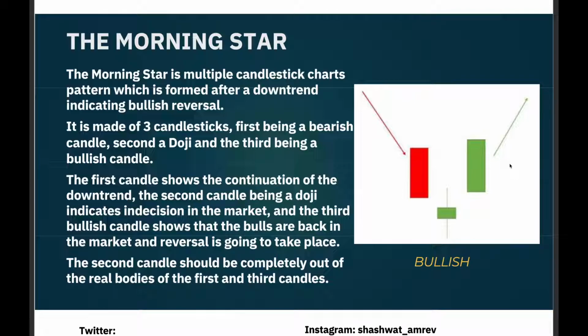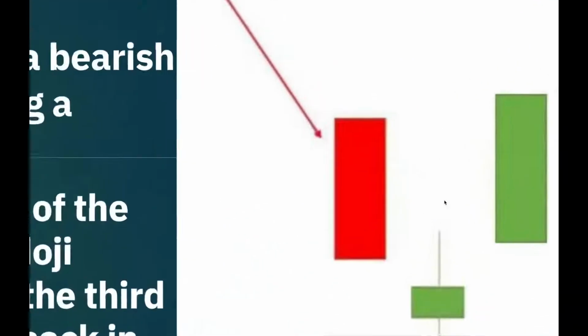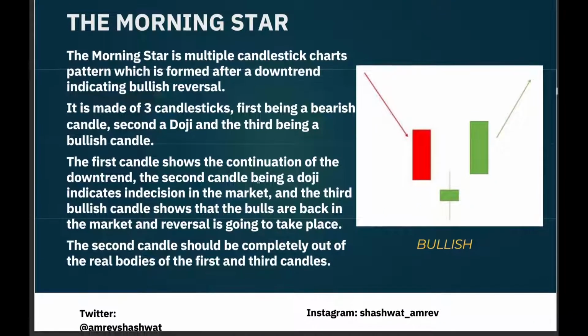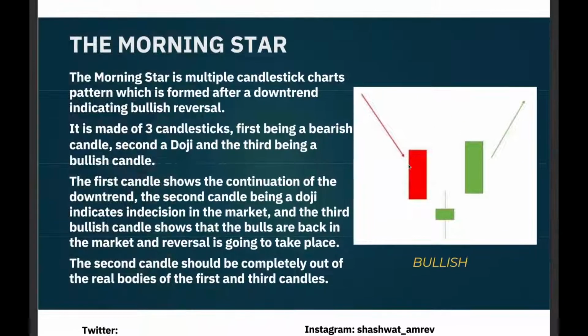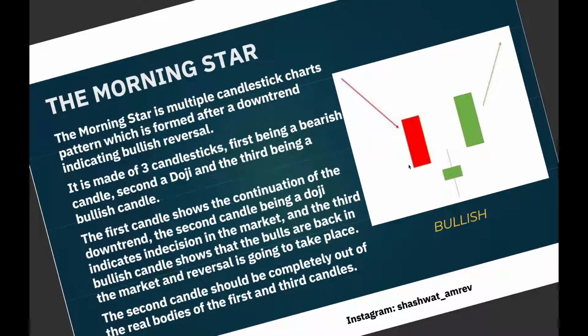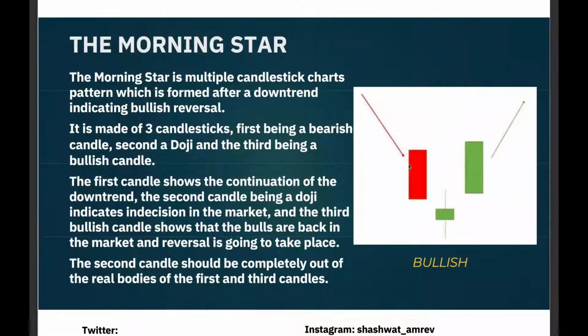It is made of three candlesticks: one, two, three. First being a bearish candle, this red one. Second being a spinning top or a doji. Third being a bullish candle. The first candle shows a downtrend. The second candle shows the fighting. People are fighting, no move. The third candle shows, okay, finally the fighting has ended. It is going on an uptrend. So this is basically what the morning star is all about.